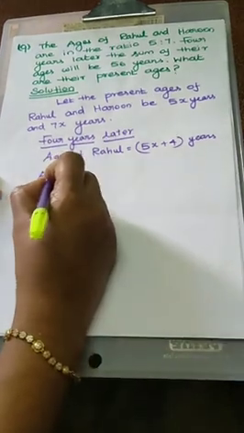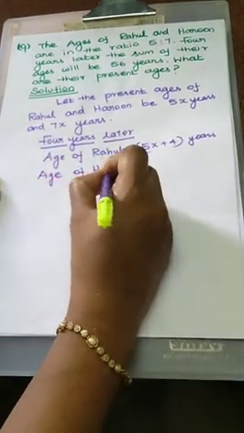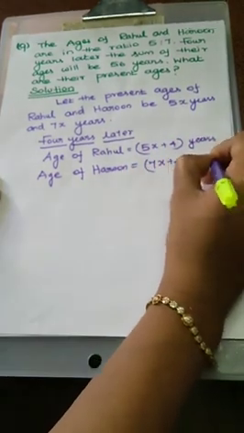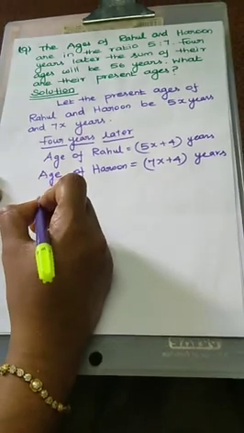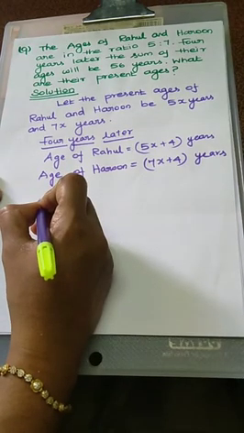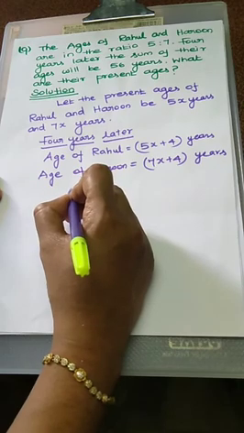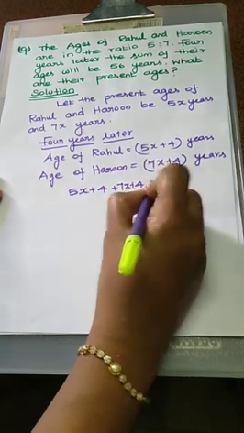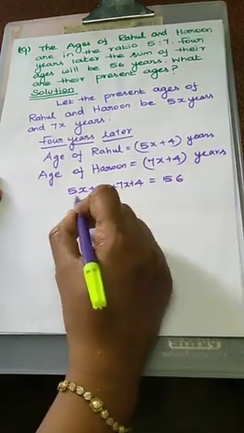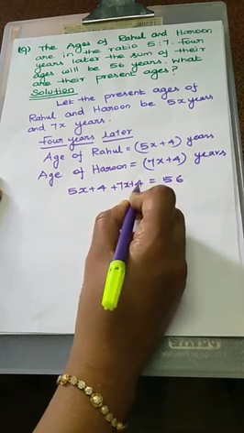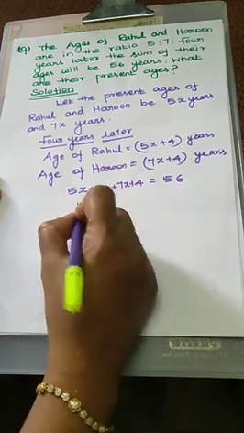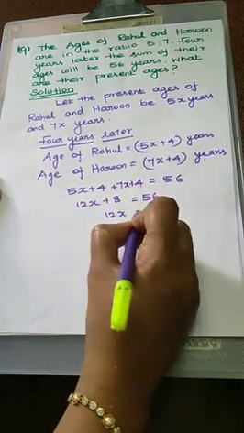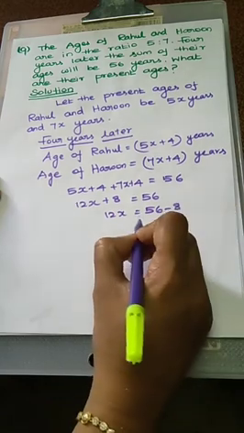Okay. Next, age of Harun. So 7x plus 4 years. Okay. What is given? 4 years later the sum of their ages will be 56. So we just add the values. 5x plus 4 plus 7x plus 4 is equal to 56. Okay. Add the variable values one side and constant next. 5x plus 7x, 12x. 4 plus 4, 8 is equal to 56. So 12x is equal to 56 minus 8.